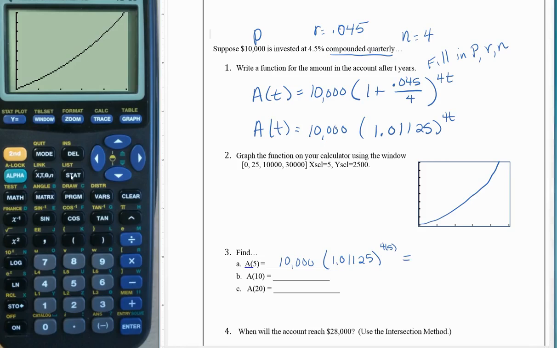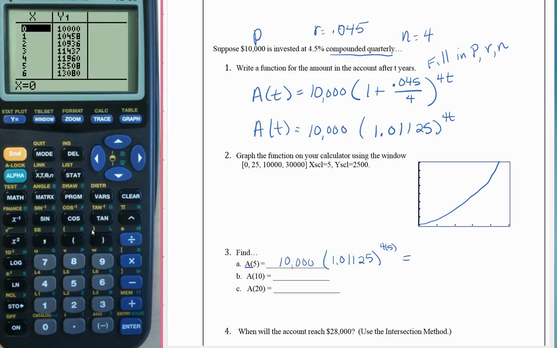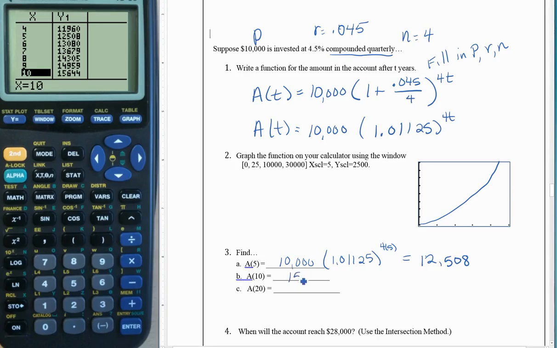Now, our calculator, since we have that in our y equals, we can use our table function and go down to 5 and see that after 5 years we would have $12,508. Okay, A of 10 would be how much we have in our account after 10 years, and we see that that's 15,644. And 20, so we want to go down to 20.